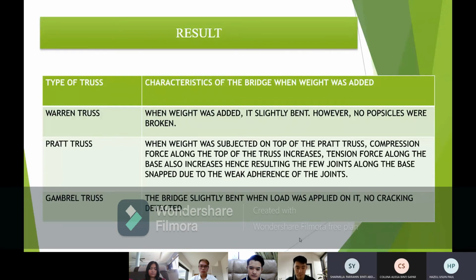And for the Pratt truss, when weight was subjected on top of the Pratt truss, compression force along the top of the truss increased. Hence, the tension force along the base also increased, resulting in a few joints along the base snapping due to the weak adherence of the joints. As for the gambrel truss, the bridge was slightly bent. However, when load was applied on it, no cracking was detected.